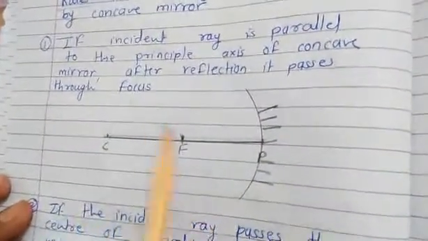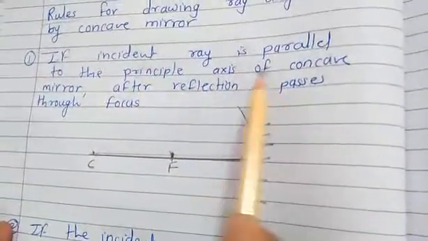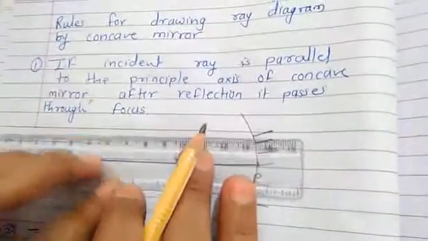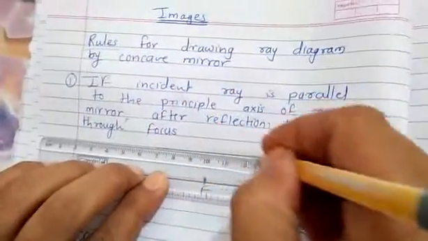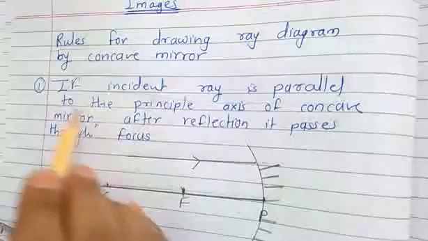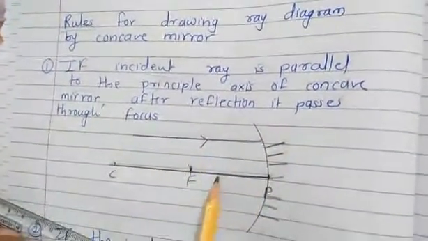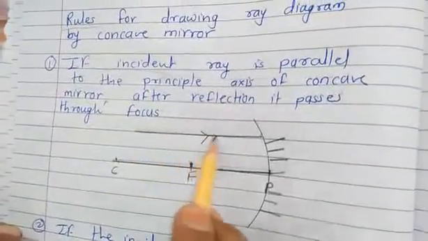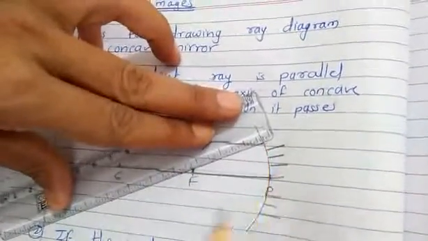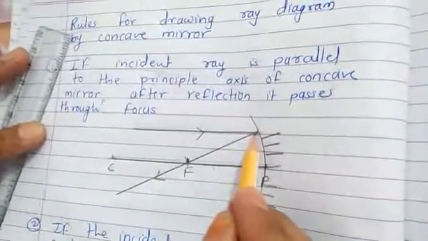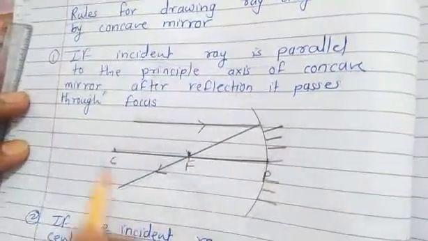Every time we have to draw this basic diagram. Now we have to study the rules. Now first rule. What is the first rule? If the incident ray is parallel to the principal axis of the concave mirror, after reflection it passes through the focus. Means we have to draw one incident ray parallel to the principal axis. So here we have the incident ray, parallel to the principal axis. If the incident ray is parallel to the principal axis, then from the concave mirror the reflected ray passes through the focus. That is the first rule.